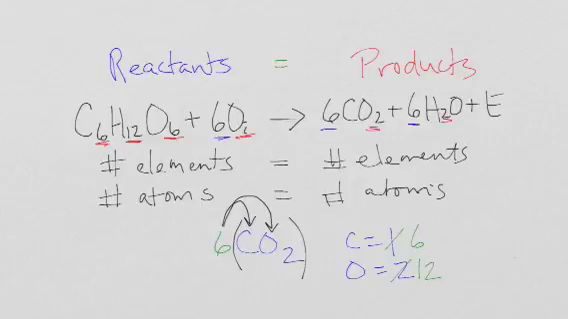So when you go about balancing equations, you basically have to make sure that the number of atoms on both sides of this equal sign right here are equal to one another. If they're not, then that equation is not balanced and it is incorrect.